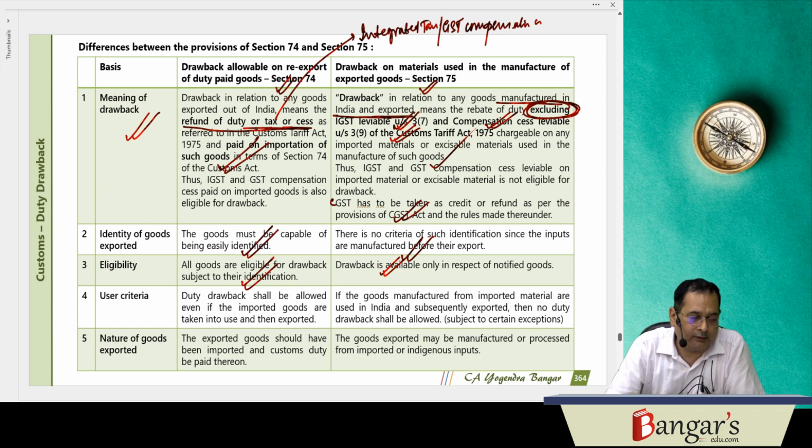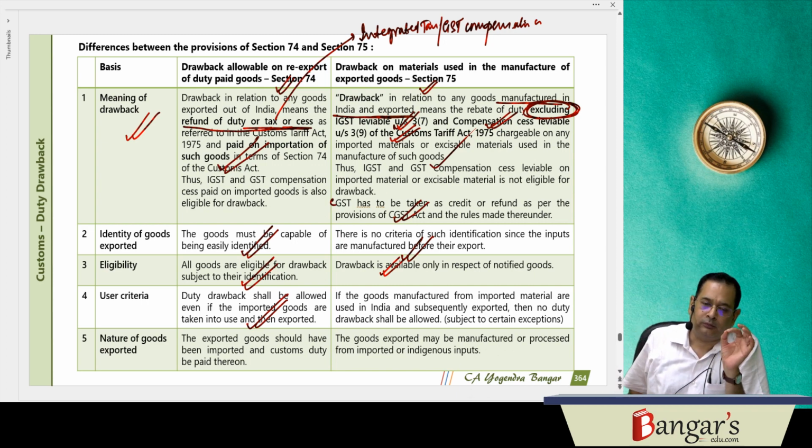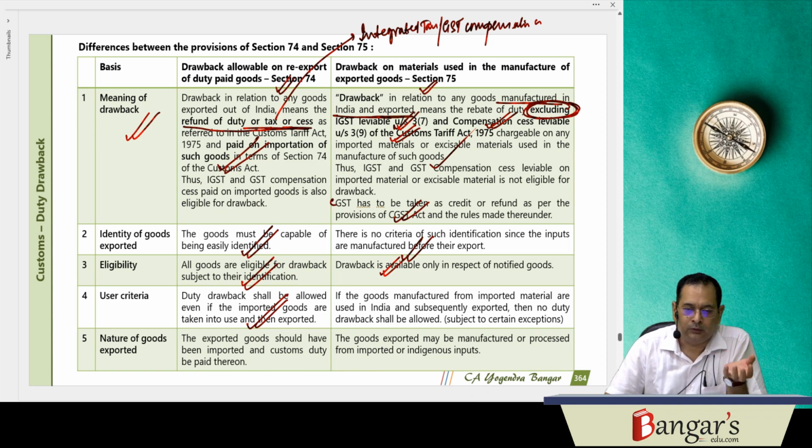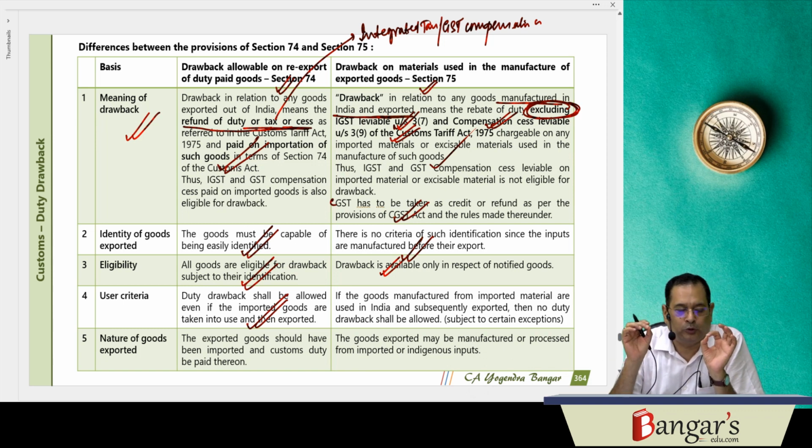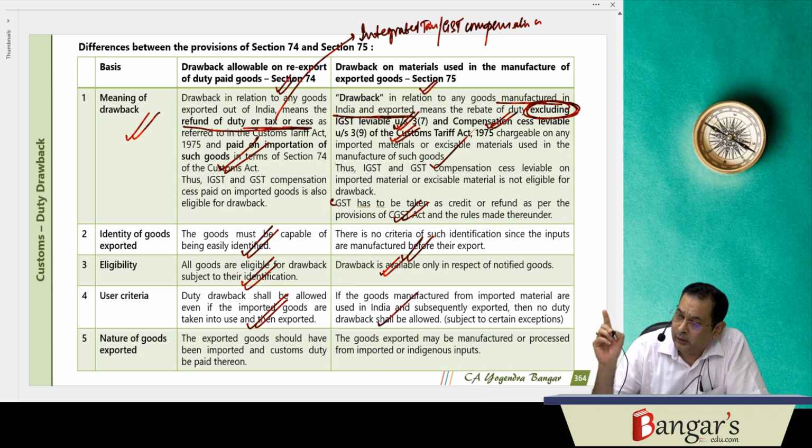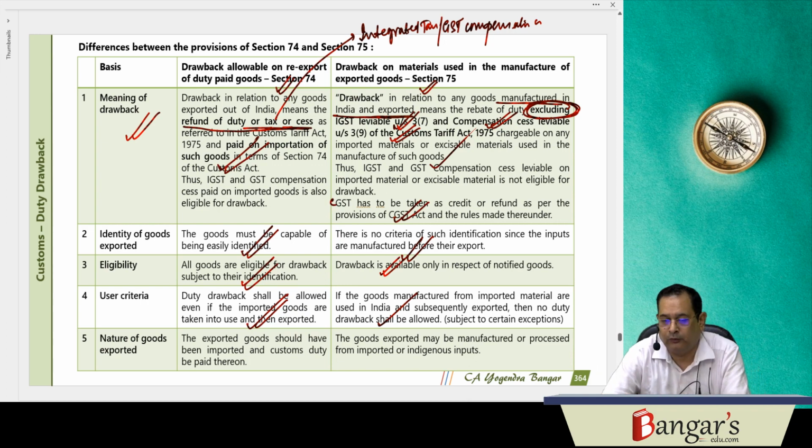Then user criteria: here, duty drawback is allowed even if the imported goods have been taken into use and then exported. Whereas under 75, if new goods have been manufactured and then taken into use and then exported in the form of second-hand goods, duty drawback will not be allowed. So under 75, if goods manufactured from imported material are used in India and then subsequently exported, duty drawback shall not be allowed.